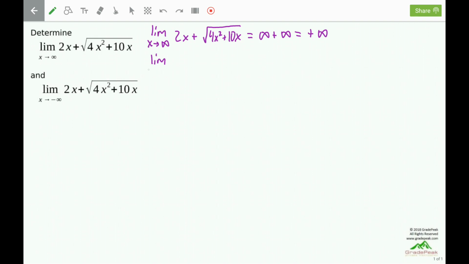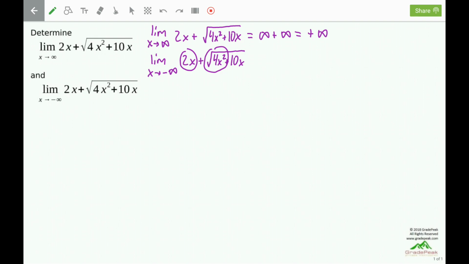Now to work out the limit as x approaches negative infinity of 2x plus the square root of 4x squared plus 10x. First thing to do is try plugging a negative infinity in for each of the x's. Only the highest power terms will matter here. We have a 2x as well as the square root of 4x squared.